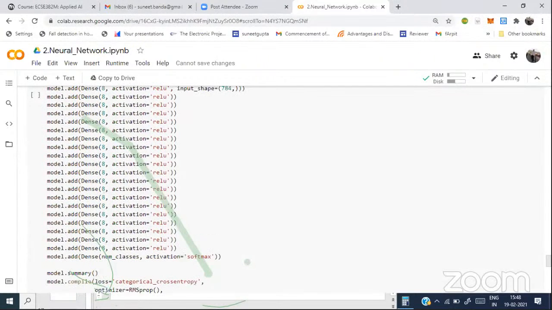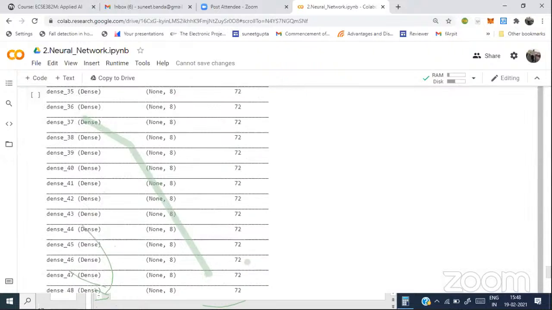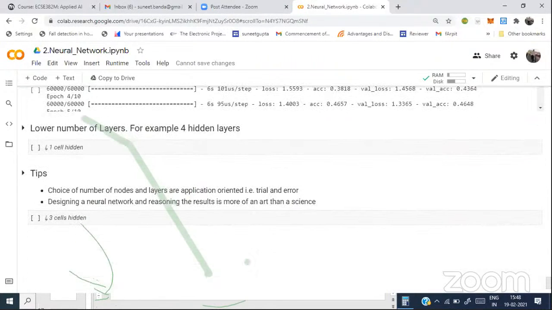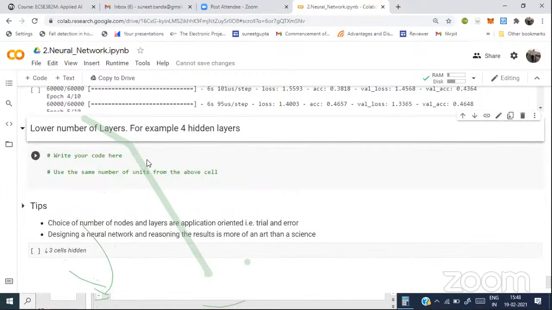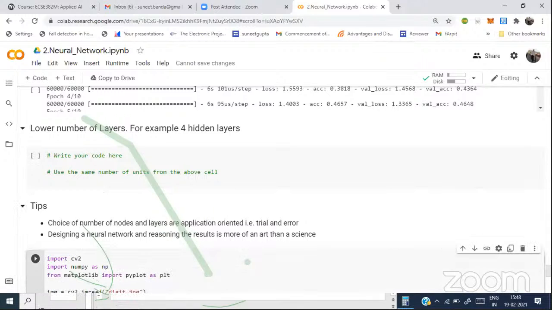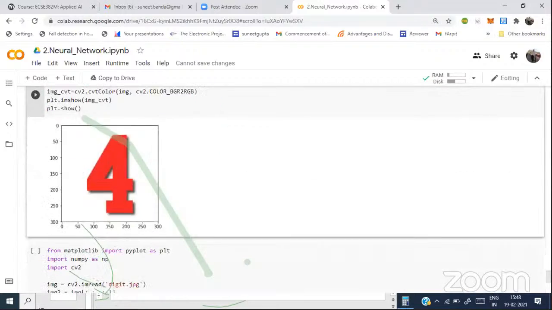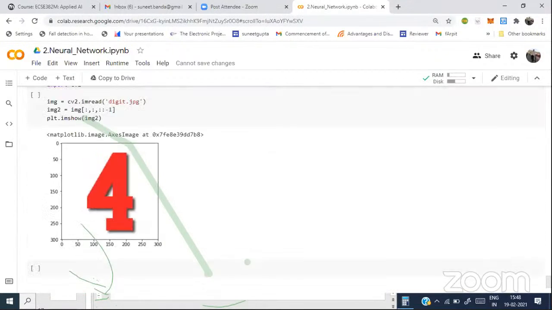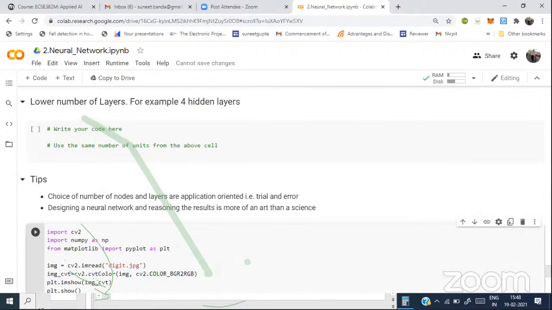Okay, one code is there. Just reduce the number of layers in that model. Then only 4 hidden layers. You write the code here. Just see one more code. Okay, so a new image is there, and you have to test this image.